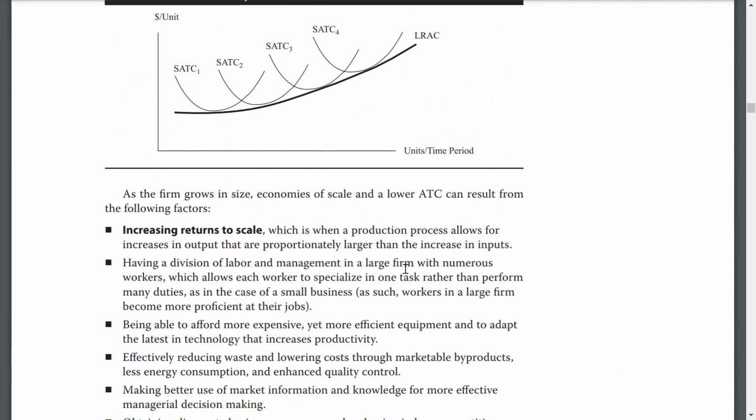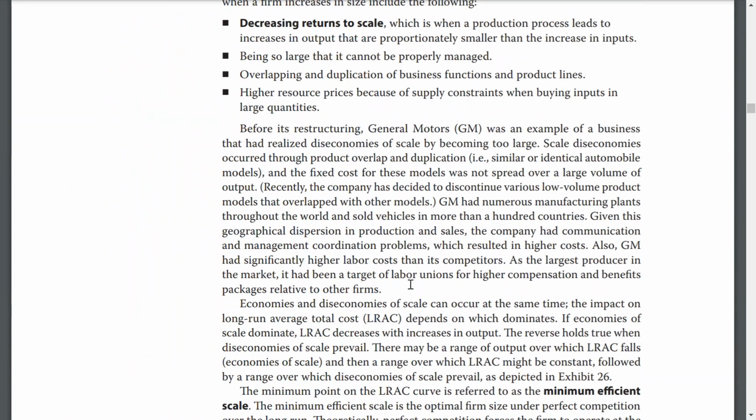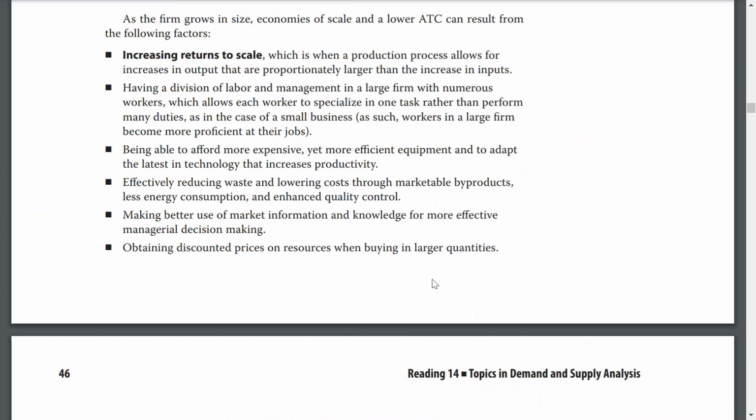As the firm grows in size, economies of scale and lower ATC can result in the following: increasing returns to scale.